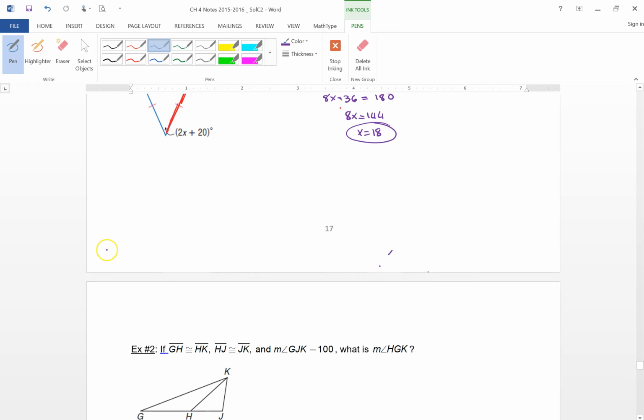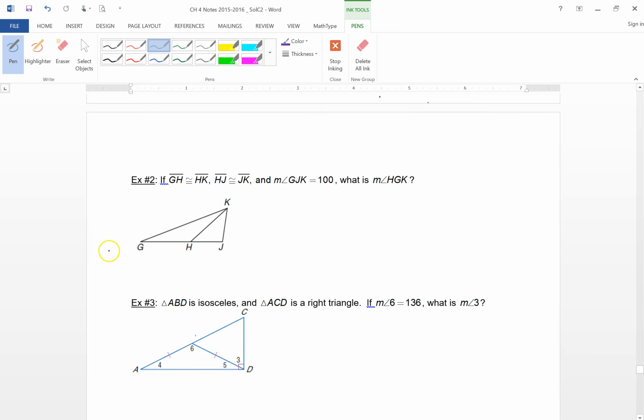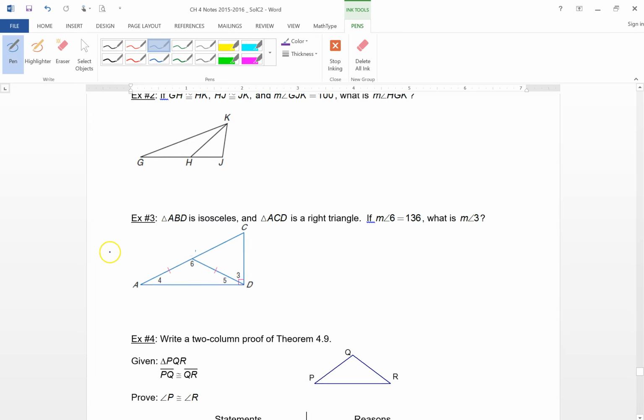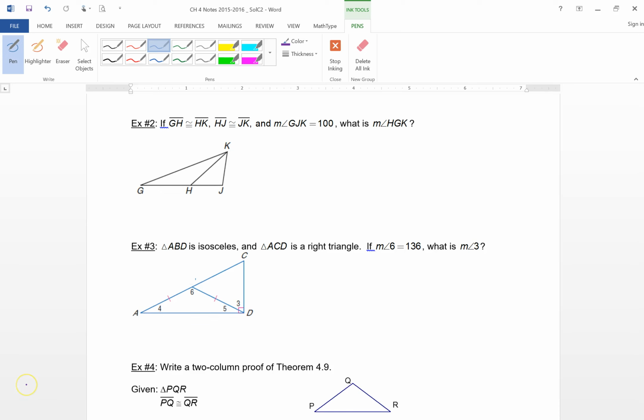All right, this next one, okay, so let's mark down what we have. GH is congruent to HK. So GH, HK. You see how I don't even move on before marking the diagram at each and every single step. HJ to JK. So HJ to JK. Angle GJK is 100. And we want to find HGK, this one.